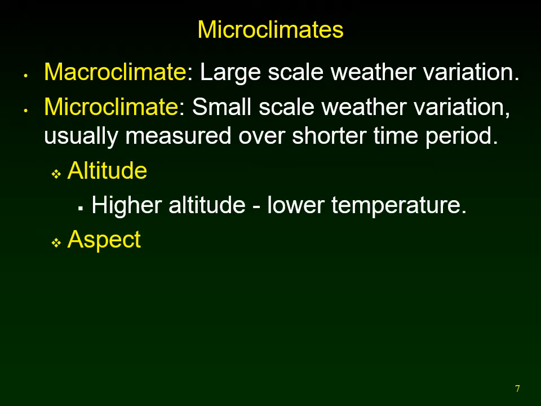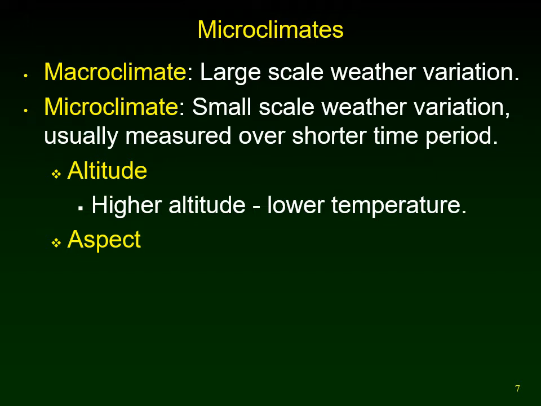Another impact on microclimate is going to be aspect. And aspect is basically where you are in the landforms or the topography around you. Mountains and hillsides will shade certain parts of the land. Other parts of the land are going to be exposed to more direct sunlight. So it makes a difference whether you're standing on the sunny side of the house or you're standing on the shady side of the house.